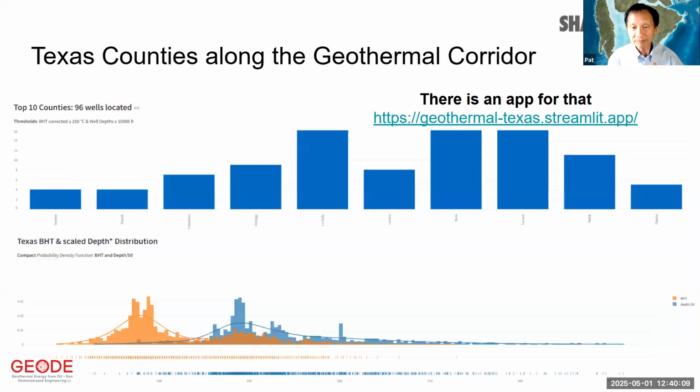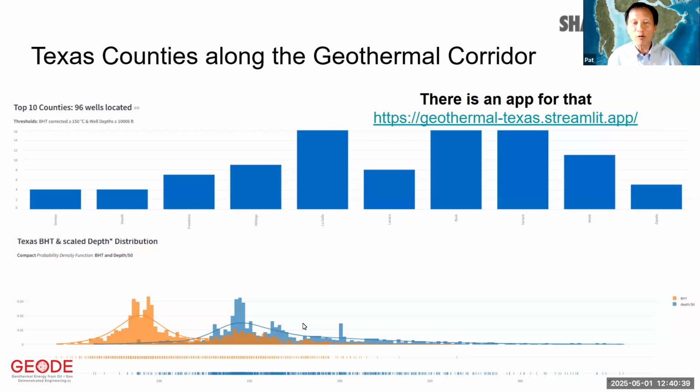Within that, we can certainly take a quick look. One of the things is the top 10 counties with most of these wells located. But what's really important, just like in oil and gas exploration early on in a play, is to get a feel for the distribution of the underlying opportunities. In this case, the orange is the bottom hole temperature, and blue is the depth, but it's scaled, divided by 50.